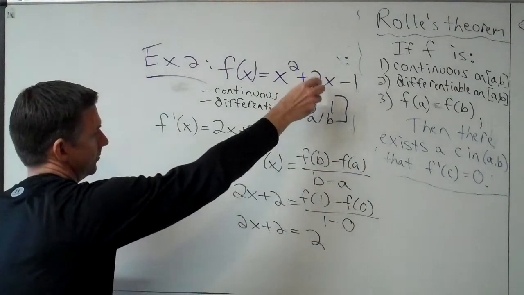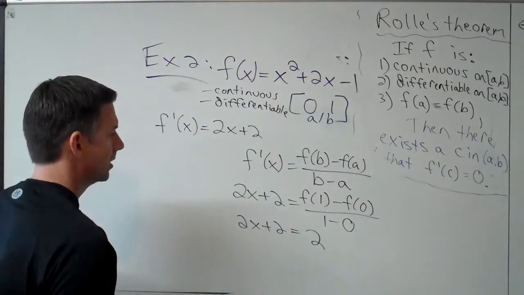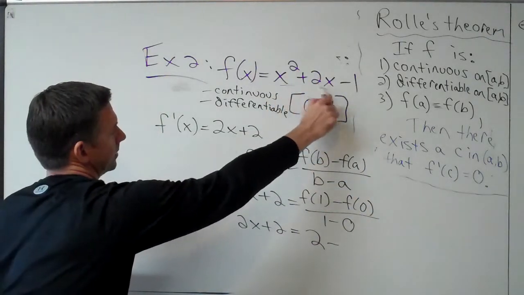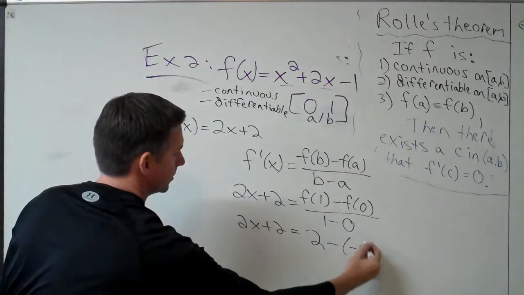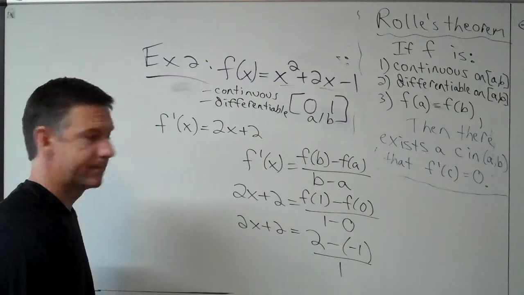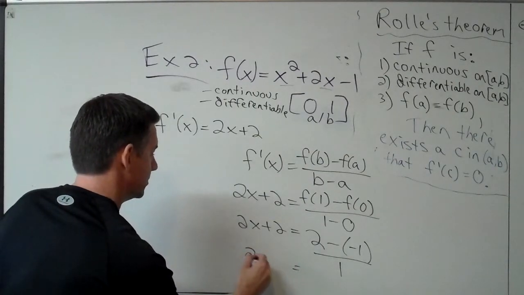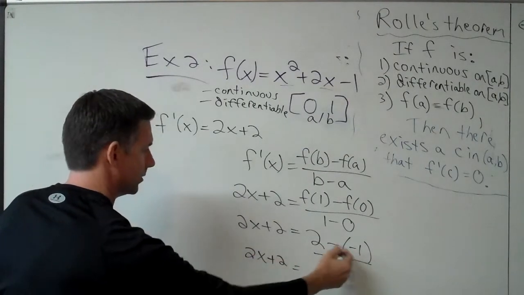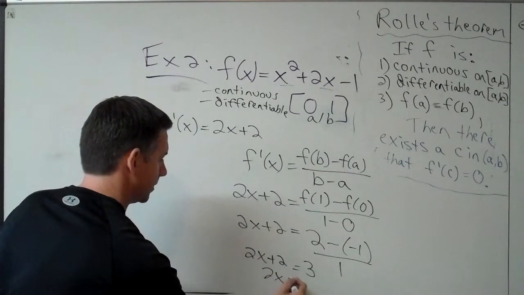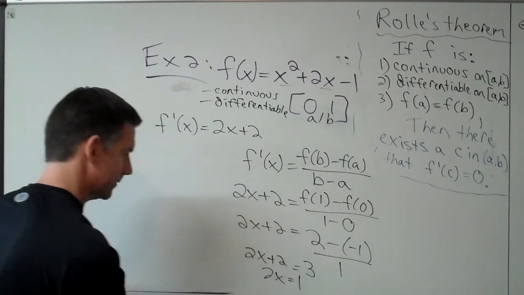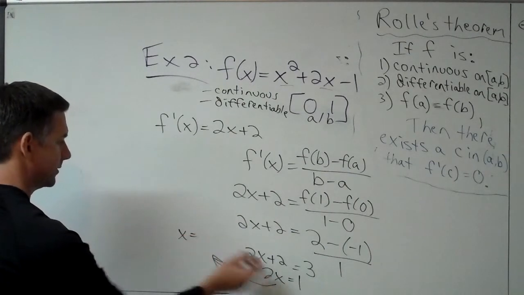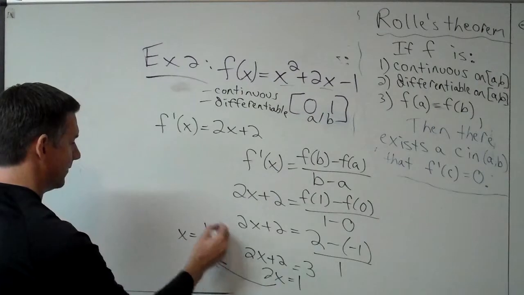So I plugged a 1 in for this, and I got 2. Then I figured out f of 0, so you can tell if you plug it in, you get negative 1. So 2 minus negative 1, all over 1 minus 0, which is 1. So we get 2x plus 2 equals, it looks like 3. So we have 2x equals 1. So I would say that x equals 1/2.